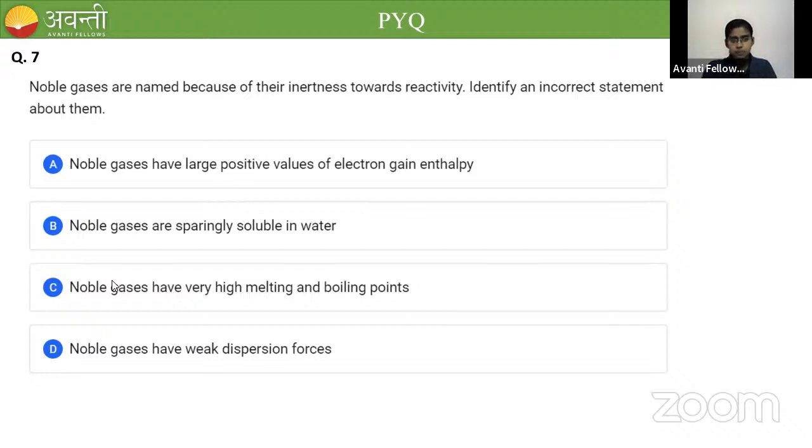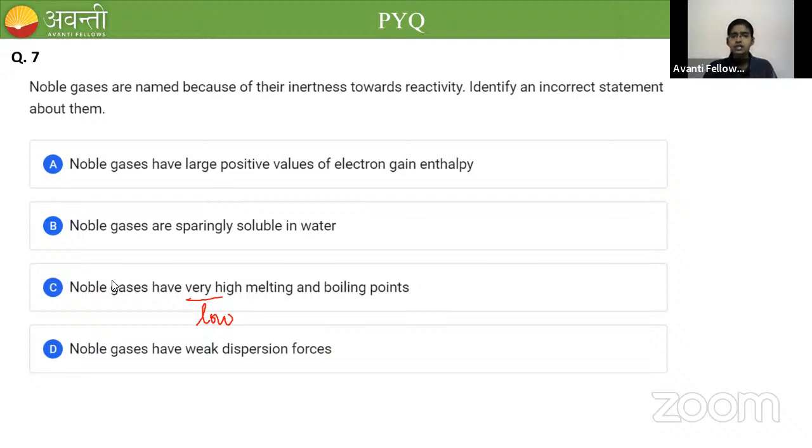Coming to option B, the noble gases are sparingly soluble in water. Sparingly means partially. They will not get dissolved in water completely. They are sparingly soluble, so that statement is also correct. Option C: noble gases have very high melting and boiling points. Actually, the statement is incorrect for noble gases because they have very low melting and boiling points.